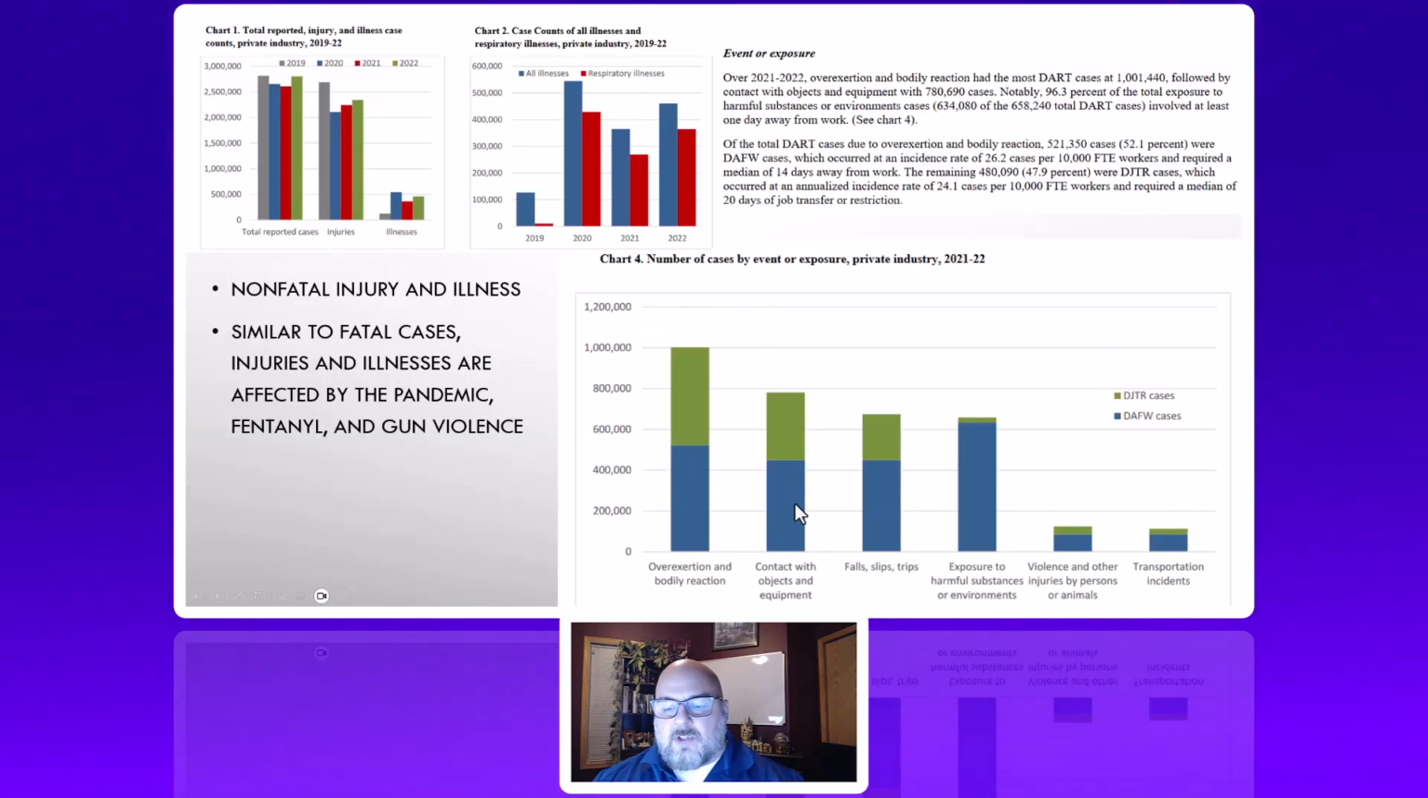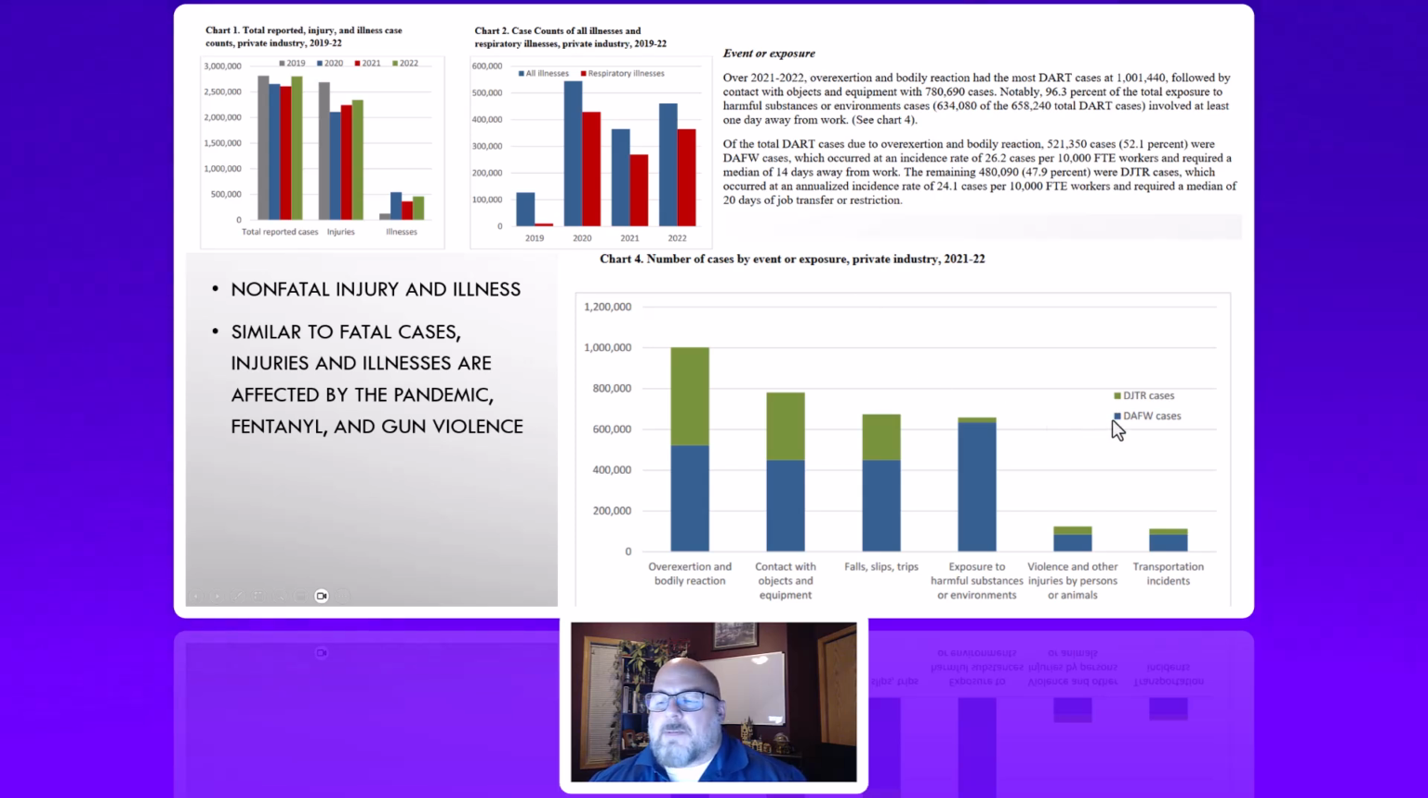Now, we still have the overexertion, contact with, slip, trips, falls, exposure, violence. You see how it kind of jumps down a little bit. Transportation is in the top 6, but you see it's way down here. Overexertion, bodily reaction wasn't even in the fatality. Slip, trips, and falls, exposure to harmful substances, contact. Violence is a lot lower. Again, in comparison, because these happen a lot more. It's not a great comparison, not apples to apples.